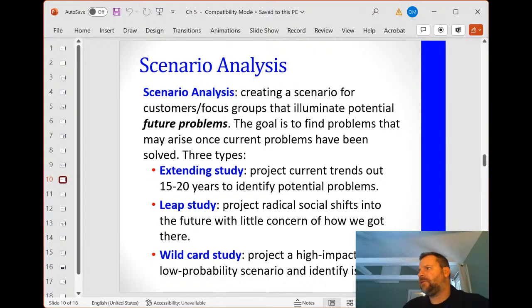Now, there are going to be different scenarios that the average customer is not going to be able to view. And so this is where doing different types of scenario analyses can help to pick out what problems, not only should we expect to happen, but what could be some new problems that come up. So on one end, you have something called an extending study, which just projects out trends on a continuous line. A leap study is where we're projecting what if there's some sort of radical social shift. And then a wildcard study is the more extreme, where you're projecting high impact, low probability scenarios.